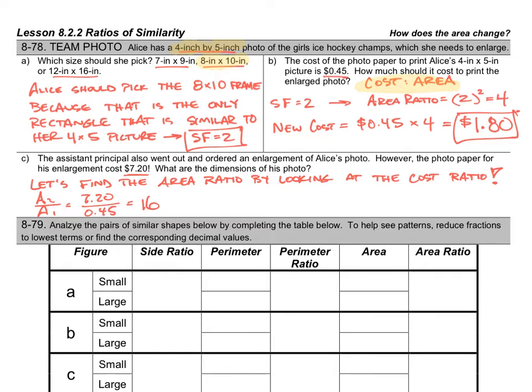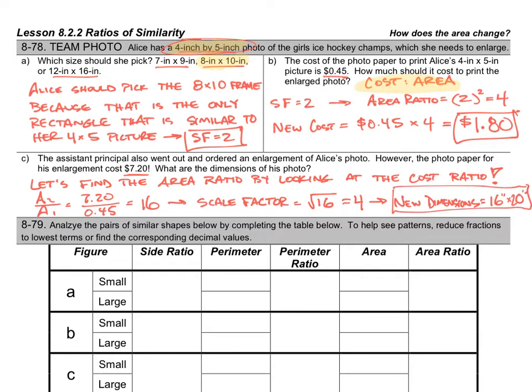So if the area ratio is 16, we have to find some number for the scale factor that when we square it, we get 16. Well, we can do that by unsquaring 16, also known as taking the square root, and that gives us 4. So the new dimensions of the assistant principal's picture are 4 times the size of the original. The original, if you remember, was 4 inches by 5 inches. So if we quadruple each of those, we get 16 by 20. Thank you, assistant principal.